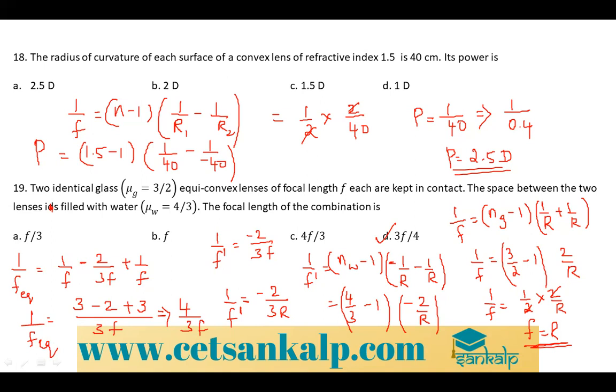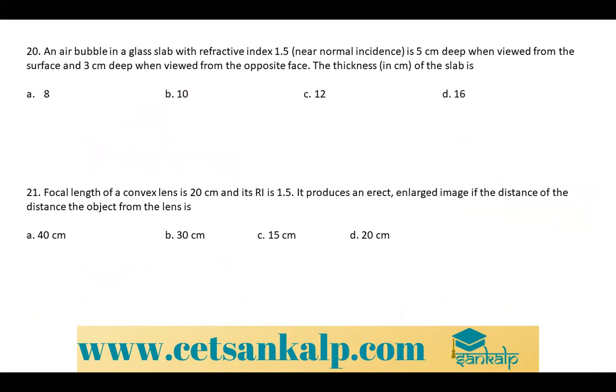Okay, so part by part, step by step, you have to look and analyze. Okay? Right. Next: an air bubble in a glass slab with refractive index 1.5 is 5 cm deep when viewed from the surface and 3 cm deep when viewed from the opposite side. Find the thickness of the glass slab.